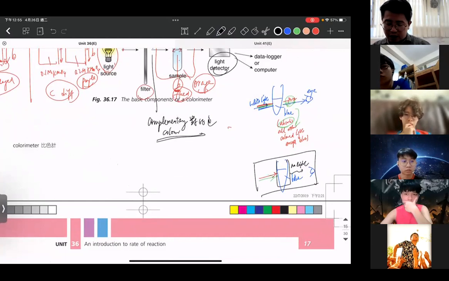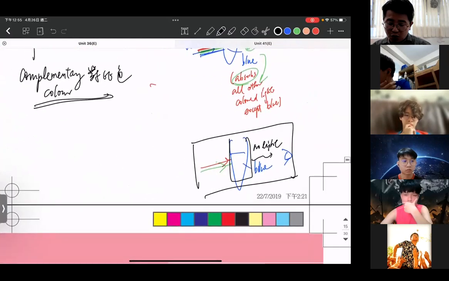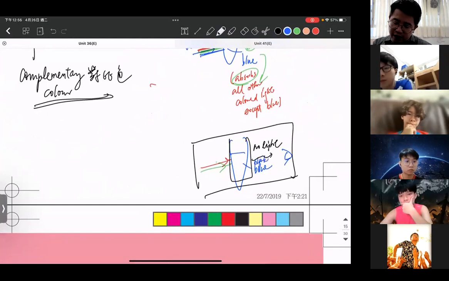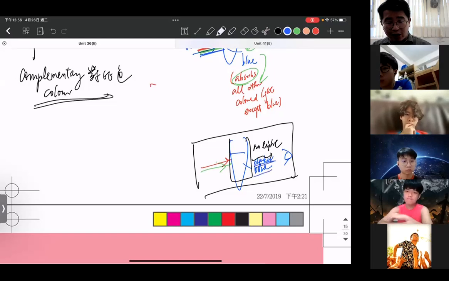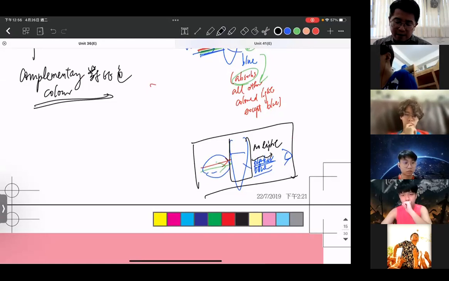So theoretically, if you have red and green mixed together as yellow light, it will be totally absorbed by the blue solution. The darker the blue solution, the more yellow light will be absorbed. Can you get my point? So what is meant by absorbance? Absorbance is to compare this light, we call the incident light, how strong the light is.